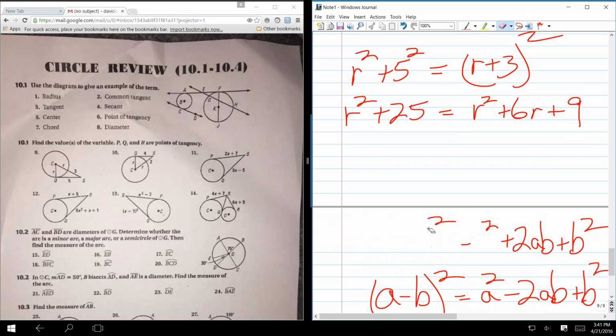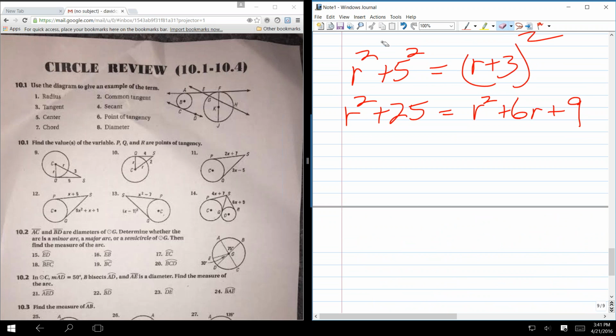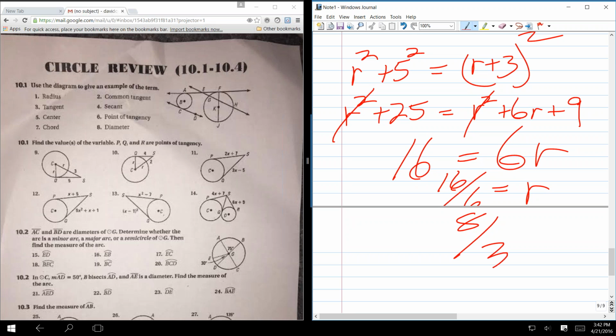Now, back to solving for R. What's the next thing I can do here? Combine like terms. Okay? There's a real obvious thing you can do right off the get-go. Subtract R squared. That cancels with that. If you've got the same thing that's being added on the left and the right, then basically what I'm doing is subtracting R squared from both sides. Okay? Now it becomes a relatively simple problem. Now what? Subtract 9. Okay, so 16 equals 6R. So R equals 16 divided by 6 equals 8/3. And we solved for the variable.